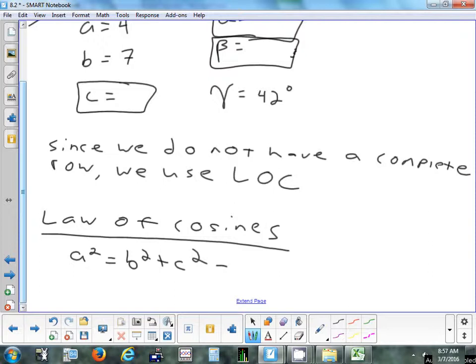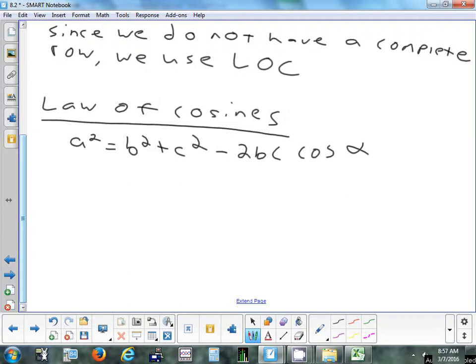So what we have to do is subtract something. There's an adjustment that we have to make on the end. And that adjustment in this version is 2bc times the cosine of alpha. Okay, and that's one version of the law of cosines. This is the version that starts out a squared. Then there's one that starts out b squared and one that starts out c squared. They're pretty much the same formula, just rearranging things.